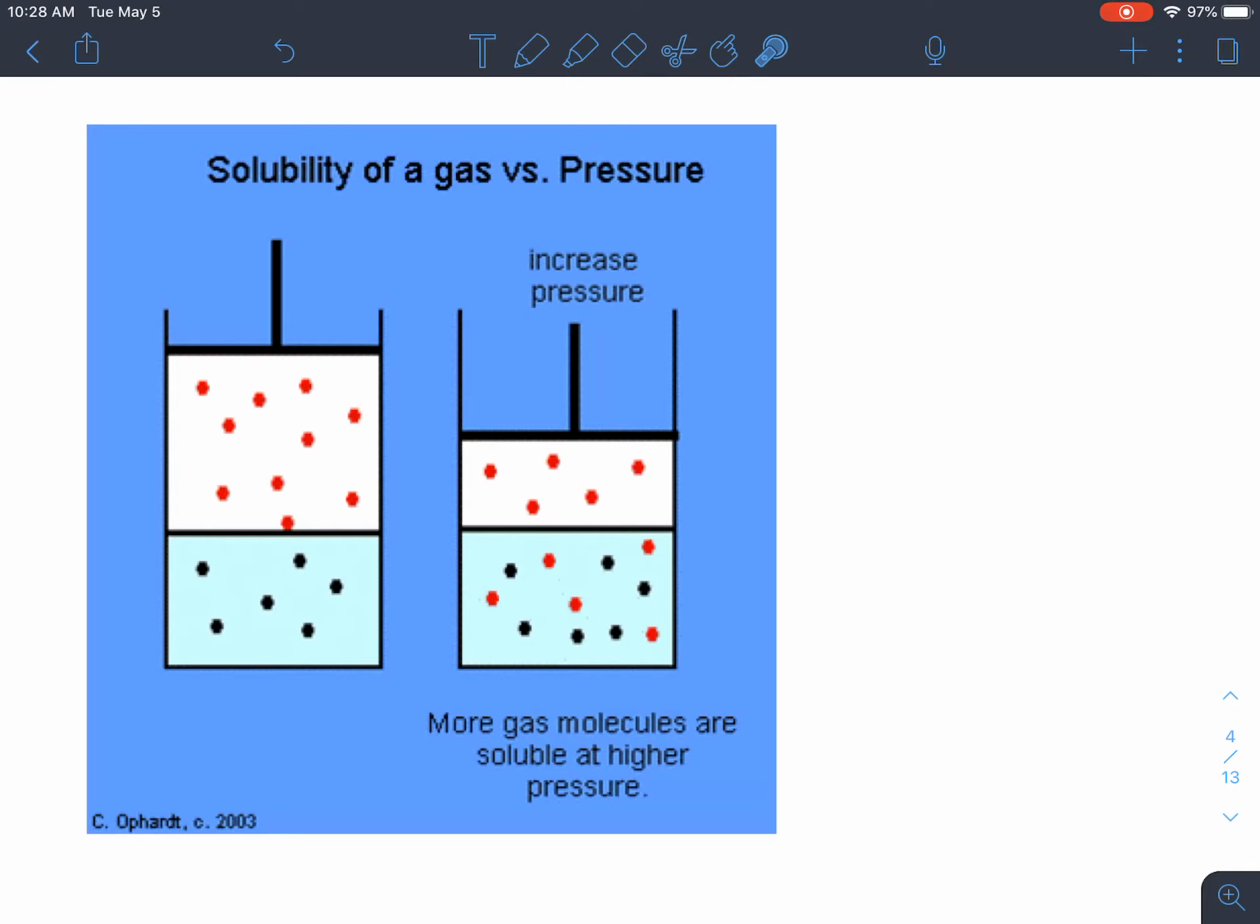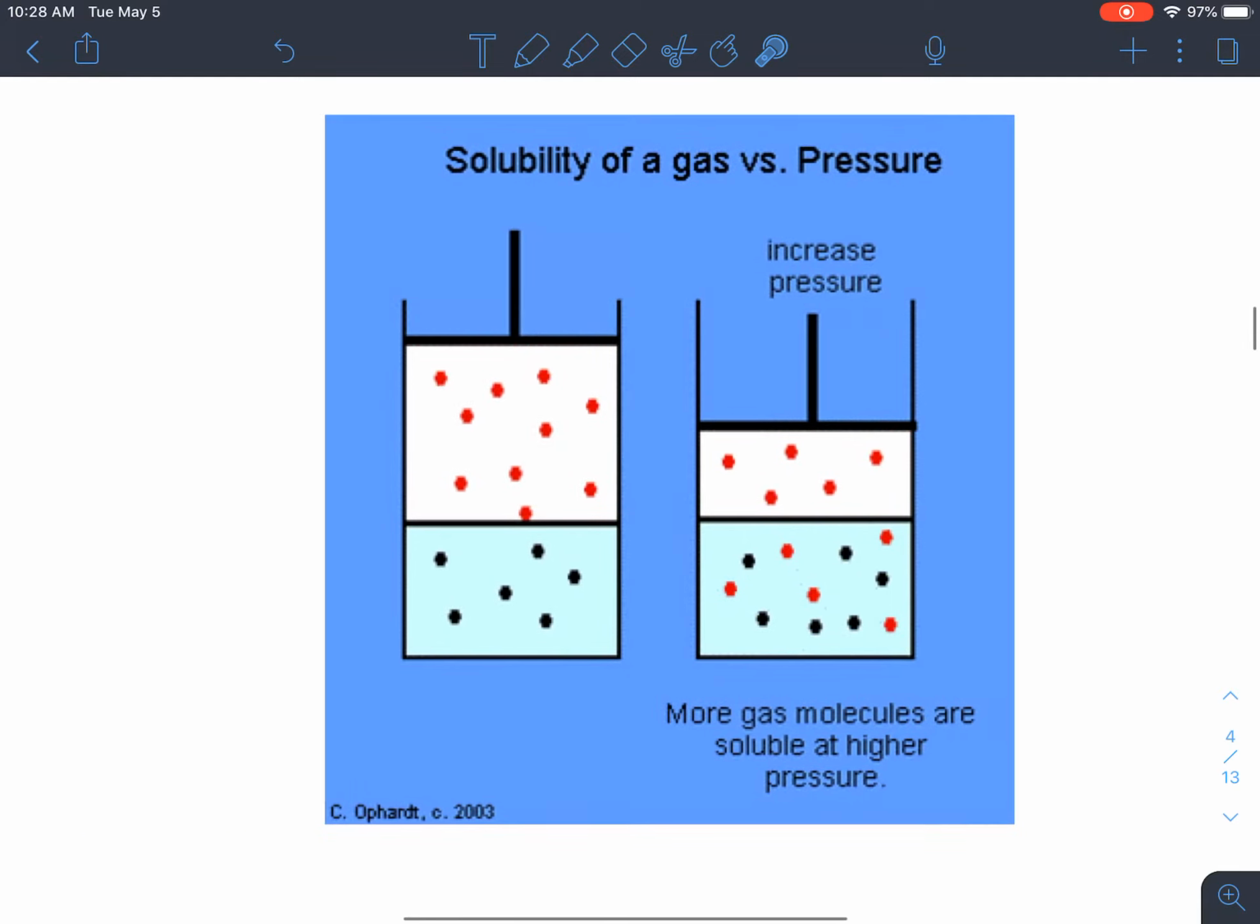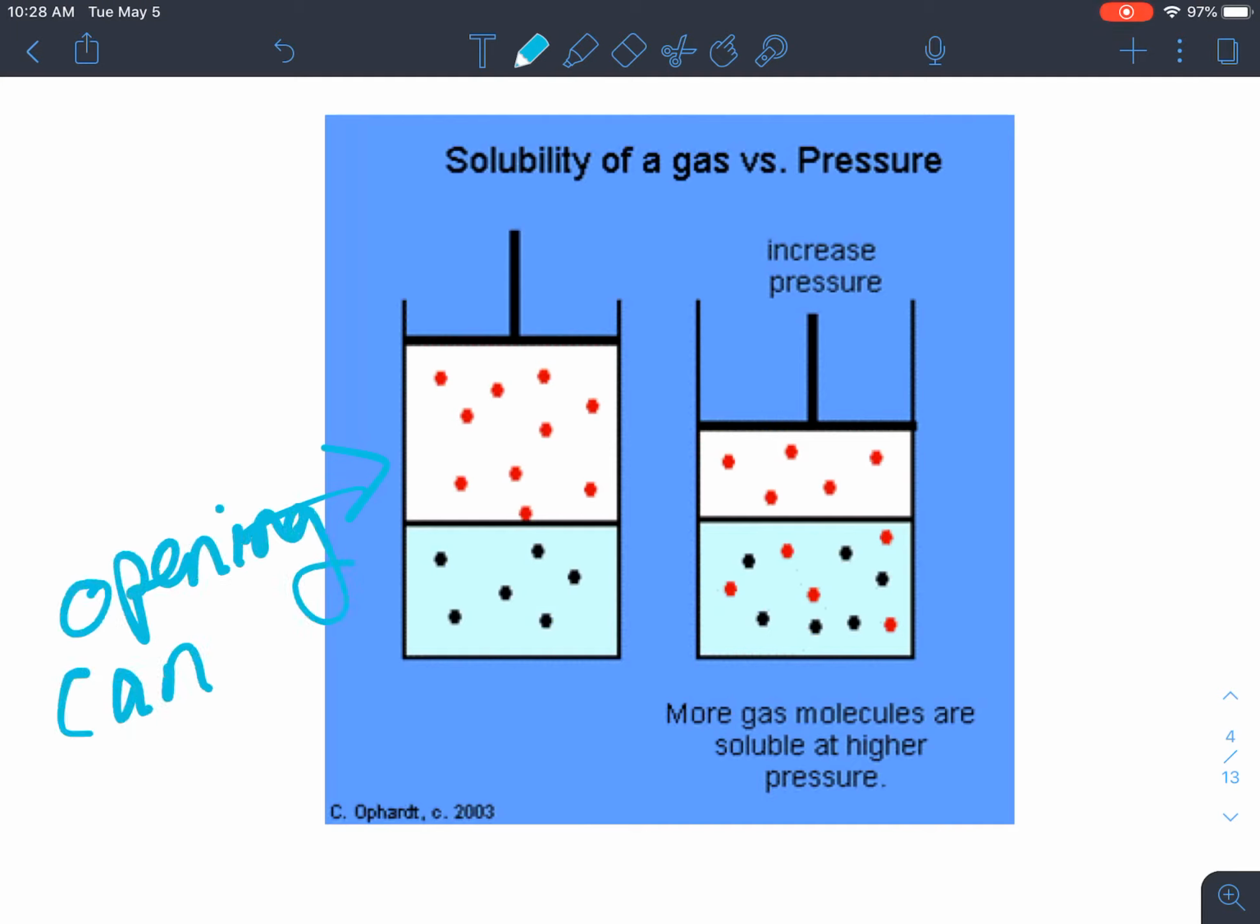And what that does is the pressure from the outside ends up pushing the gas molecules above it into the liquid. So if you increase the pressure of a gas above a liquid, then you increase the solubility. If you decrease the pressure, this would be like opening a can of pop, or if you're from any other state, soda. But we're in Ohio, so pop.